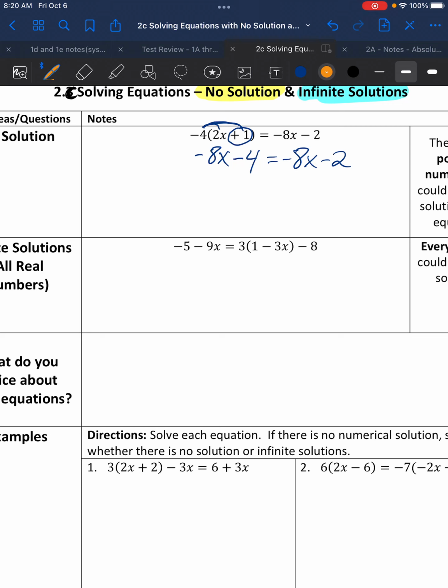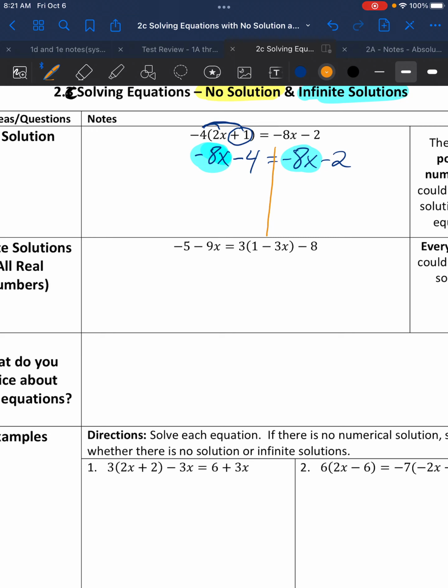Now I'm going to gather my like terms. I always look to see if there are like terms on the same side of the equal sign. Those are not like terms. And then on the right side, those are not like terms. They do not both have x's. And then I look, do I have like terms on opposite sides of the equal sign? So I try to always look at my variable terms first. And those are x's, so we're going to get those together to go across the equal sign.